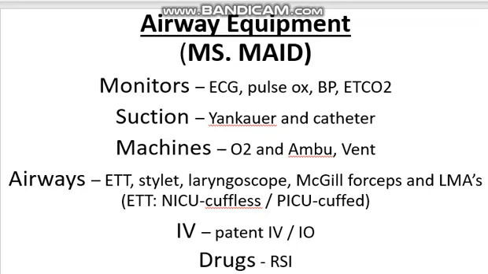Airway equipment needed. Monitors such as an ECG, a pulse ox, blood pressure and end-tidal CO2. Suction equipment such as a Yankauer and a catheter. Machines such as a source of O2, a ventilation bag and a vent. Airway equipment such as an ET tube, a stylet, a laryngoscope, the Magill forceps and LMAs. IV equipment such as a patent IV or IO. And drugs such as RSI drugs like propofol and ketamine.